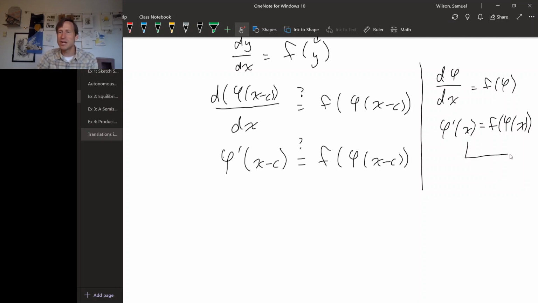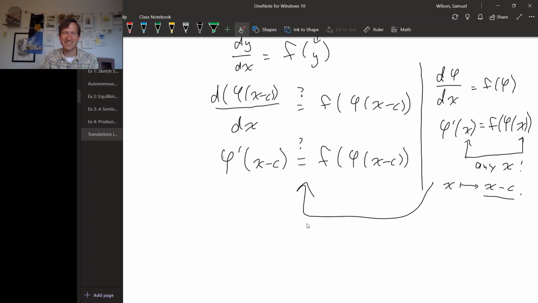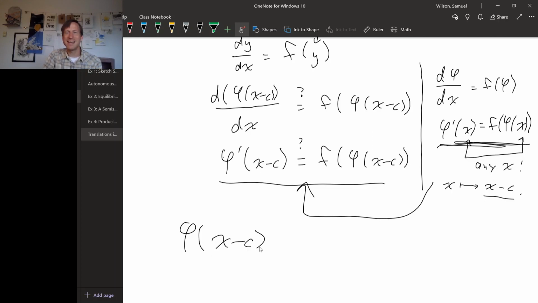But look, this equation is true for any x. In particular, it has to be true if we replace x with x minus c, because it's true no matter what we put in here for x. And that's exactly what this equation says. So this equation is the same as this equation, really. But this equation we've assumed to be true because we're assuming that we started with the solution phi. And so that means that phi of x minus c is a solution.